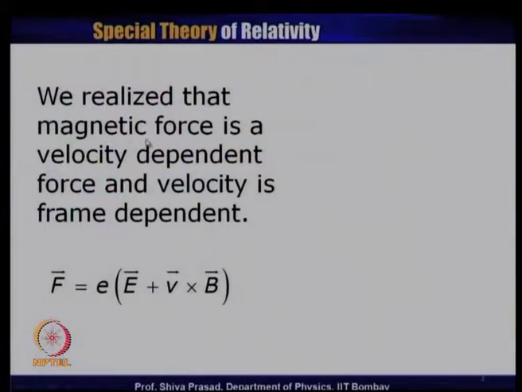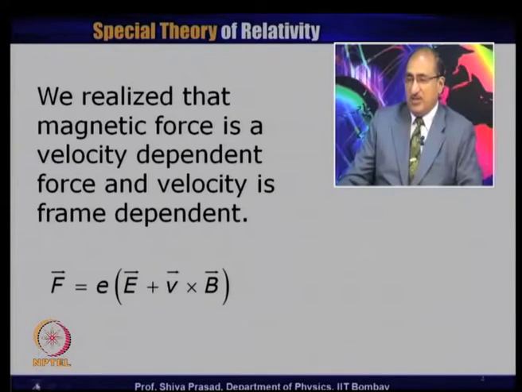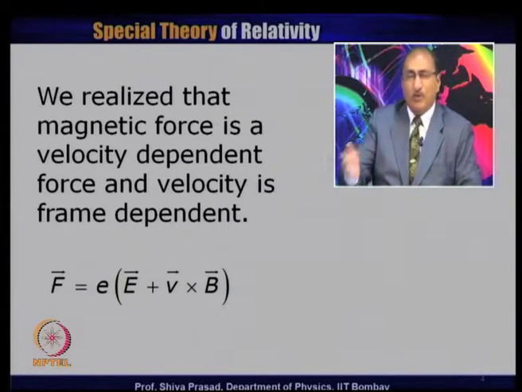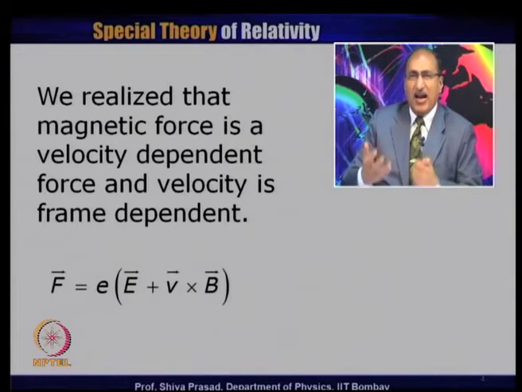So, this is what we had written. We realize that the magnetic force is a velocity dependent force and velocity is a frame dependent quantity. So, I have just now discussed that this is the Lorentz force, which is F equal to qE plus q v cross B, where E is the electric field, v is the velocity of the particle and B is the magnetic field. So, this is the force which will be experienced by a particle which has a charge q, or in this particular case I have written a charge e.